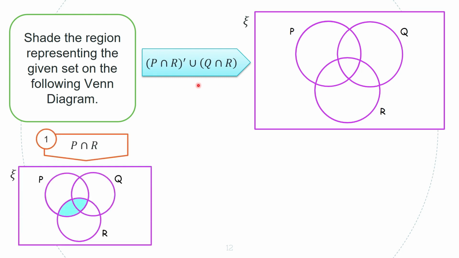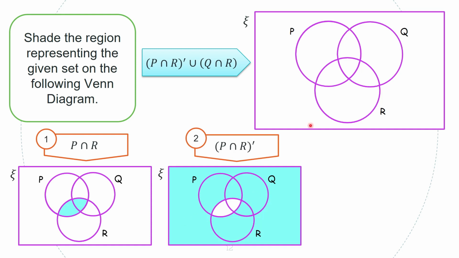For the first step, we need to determine the brackets first. Both of these brackets, you can do either one first. I prefer to do this one first because it has the complement. We determine what P intersect R is first, so we get that this shaded part is P intersect R. The question is the complement of P intersect R, so it must be not an element in this shaded part. So the answer is like this for the complement of set P intersect R.